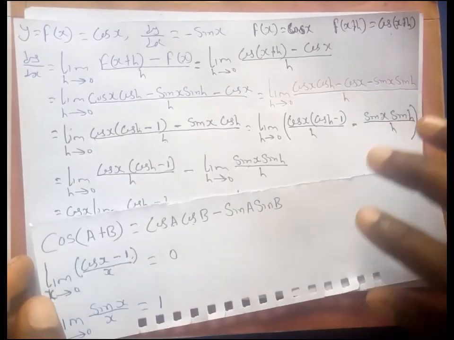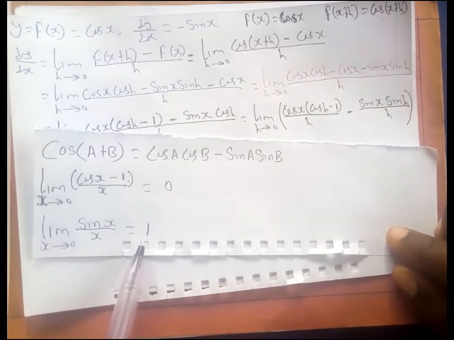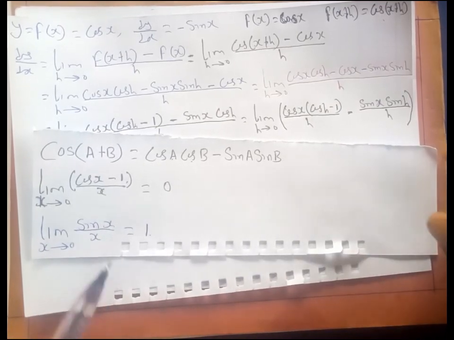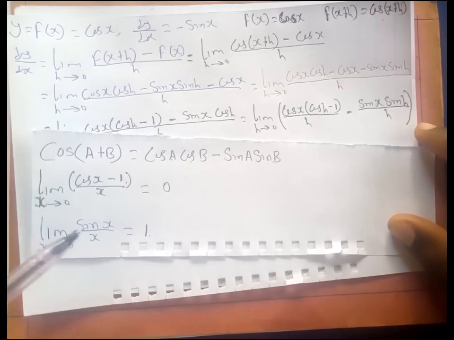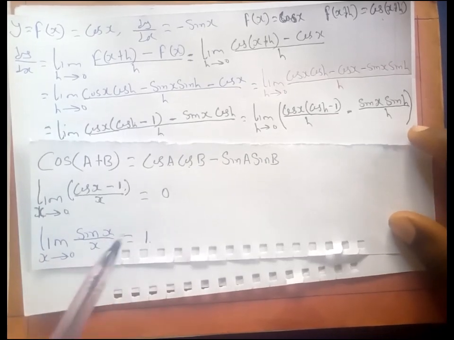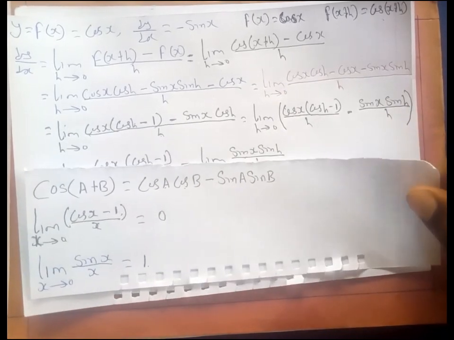And if you do the same thing for sine x, at the end of the day, your result will be 1. If you have a scientific calculator, you can just type in everything entirely, and you will realize that your results will be 0 and 1 respectively.